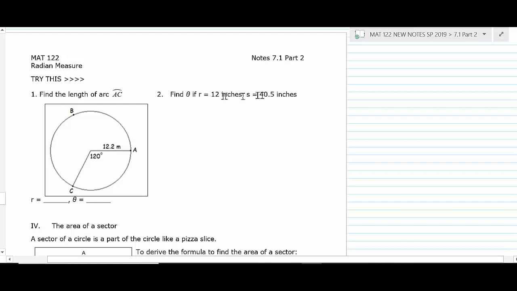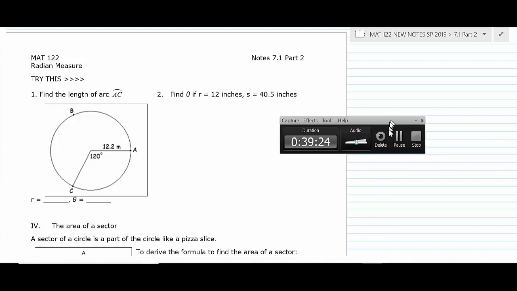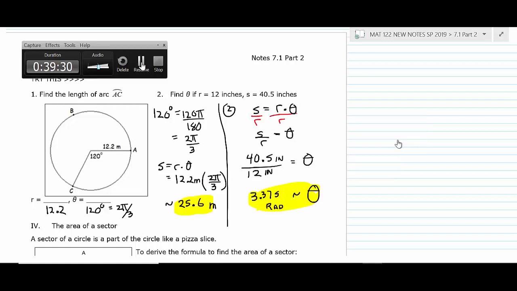I'm asking this one a little bit different. This one I'm asking for you to find theta if I give you r and s. You use the same formula, but you're going to have to solve an equation to do so. Okay, so let's go ahead and pause, and then resume when you're ready to check.